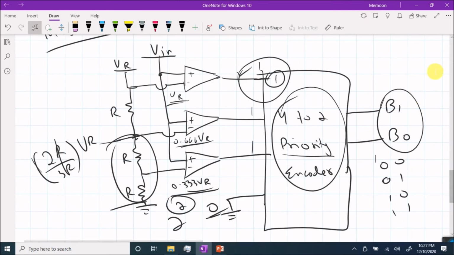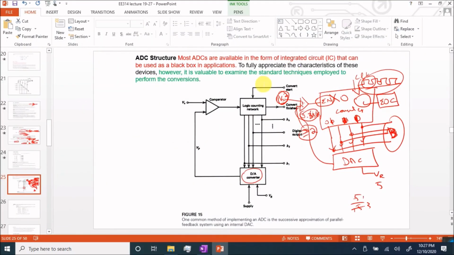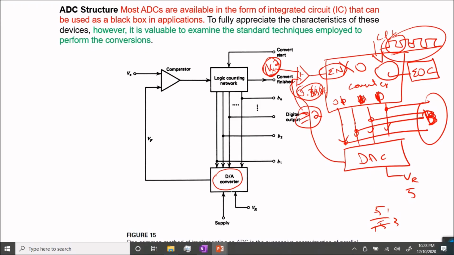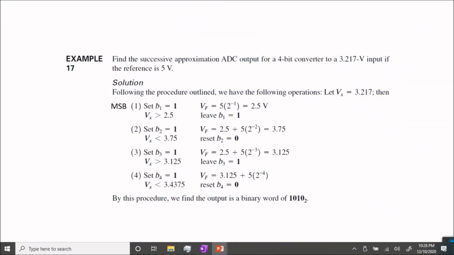That you can find it out yourself. But the point here is to explain how these black boxes, or how these integrated circuits, actually work and what's inside them. So I hope now you understand the working of ADCs, and here is one example to find out what would be the values of the digital data if a certain range of inputs is applied.